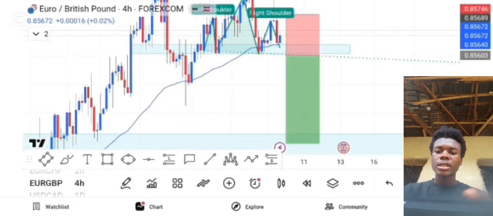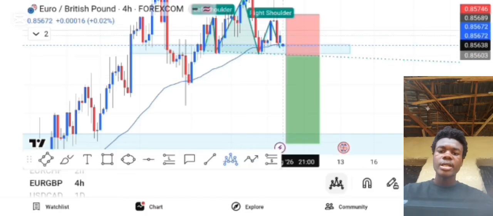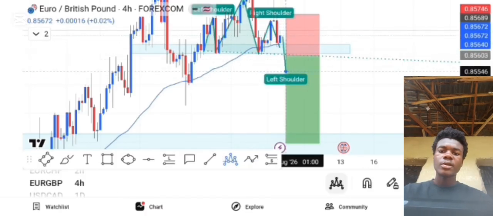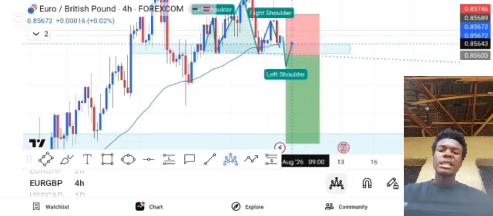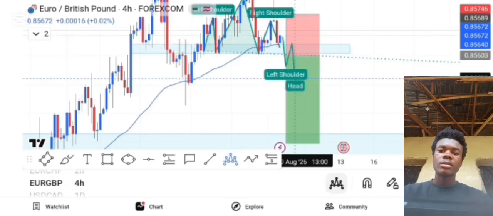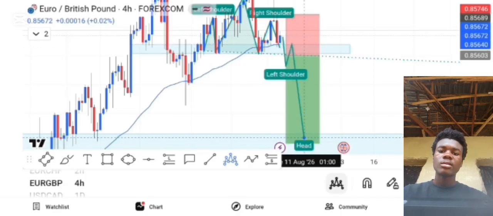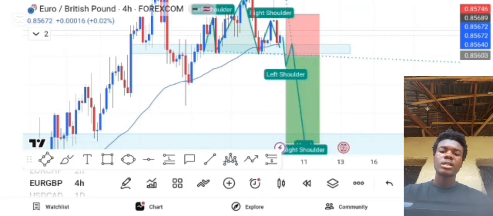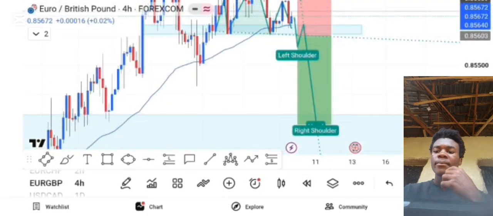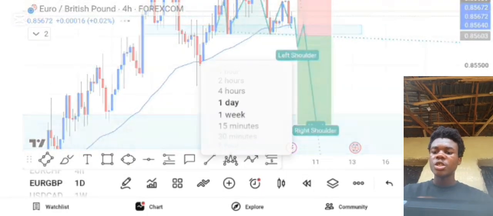So what I'll be expecting is something like this: a break, a retest pullback, retesting the neckline of the head and shoulders, then take the trade to the downside. That's what I'm expecting in the 4-hour time frame. So that's for Euro GBP.